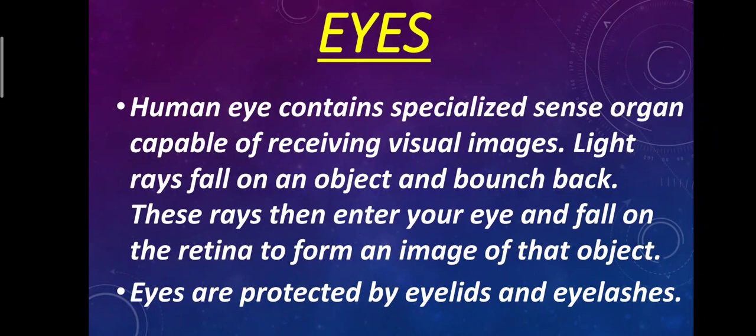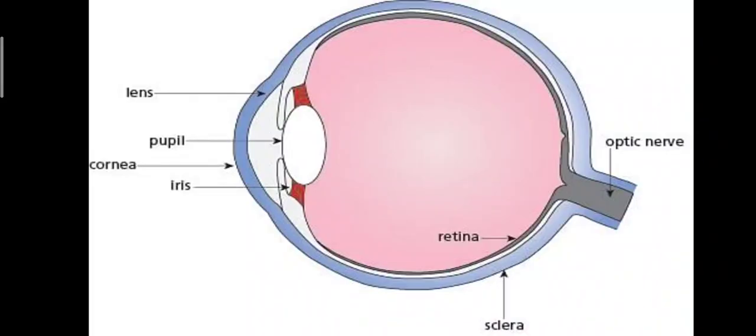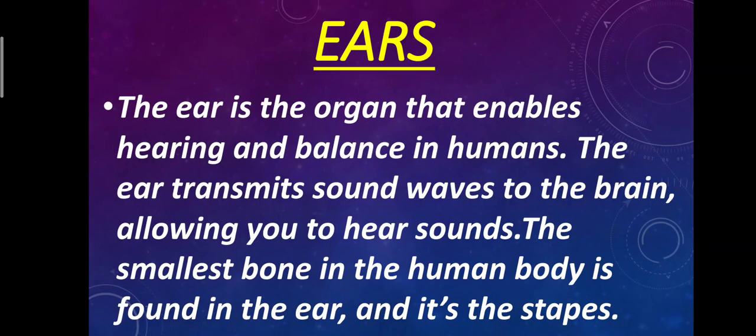Now, let me share with you the diagram of the eye. This is a simple diagram, as you can see, with complete labeling. Lens, pupil, cornea, iris, retina, sclera, optic nerve, these are all the parts of the human eye. Then moving on towards the third organ, which is ears.